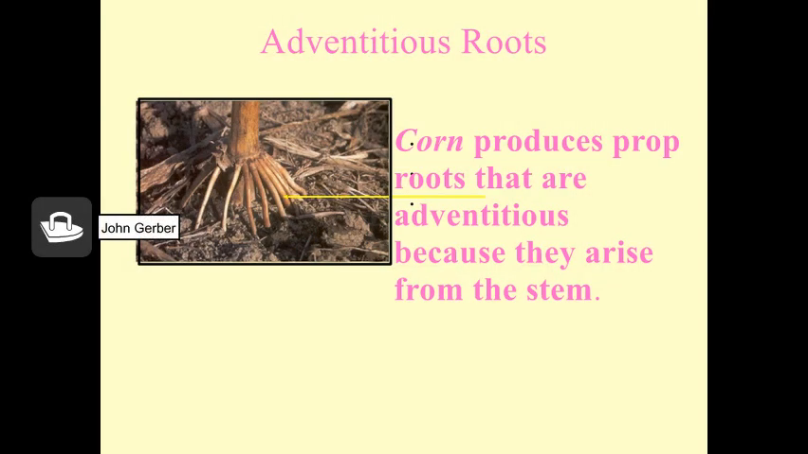Here's some branch roots on a corn plant. They're technically called adventitious roots because they adventure above the soil surface. You can find them in some place that you don't usually find roots. They're true roots. They're not stems, and you can tell because they don't produce chlorophyll. Roots never turn green. Stem tissue can turn green.